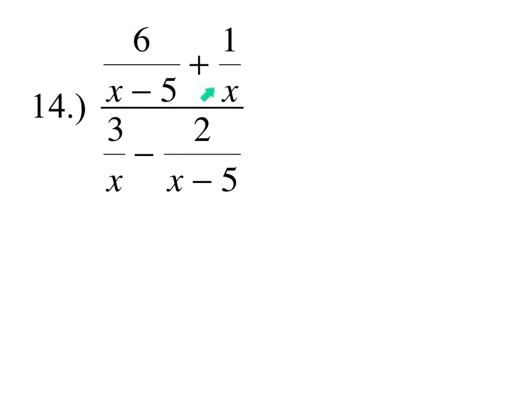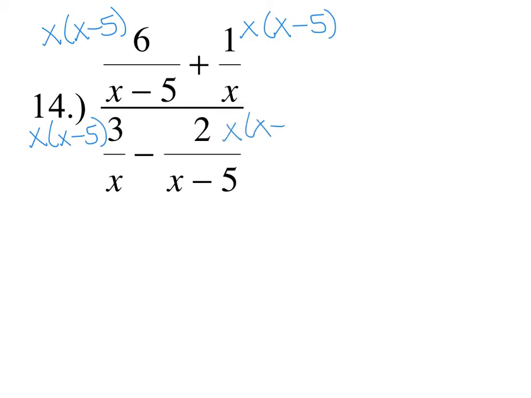So we have 4 fractions. Of those 4 fractions, their least common denominator would be an x times x minus 5. So I'm going to multiply each of these fractions by x times x minus 5. I do recommend that you write the x and the x minus 5 next to each of the fractions. If you try to just write it once, a lot of times you forget which one you canceled out. So I do recommend that you write them each time.